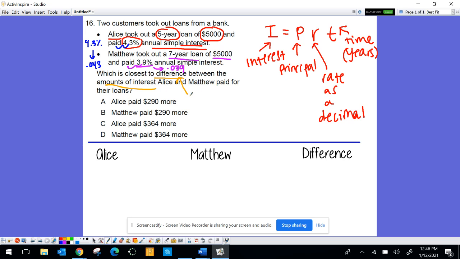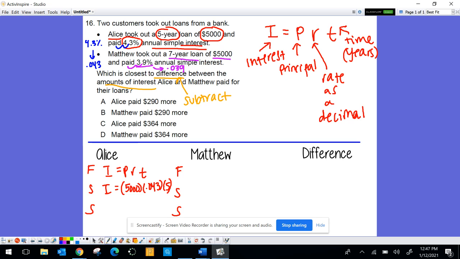So difference means we have to subtract at the end. We are comparing Matthew and Alice. So let's do our formula, substitute, solve for Alice and Matthew. Formula is I equals P times R times T because we are finding simple interest. So we have 5,000 times 0.043 times 5 years for Alice.